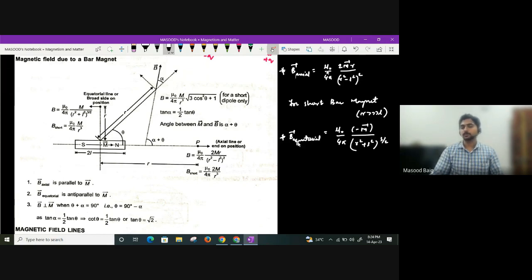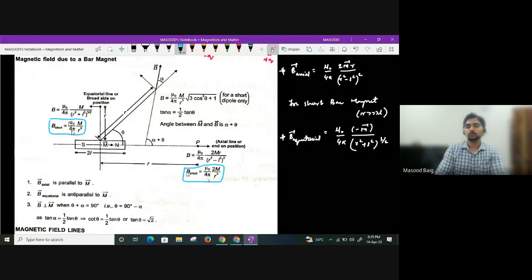Similarly, electric field at equatorial point will be 1 by 4 pi epsilon naught minus p bar divided by (r square plus l square) whole power 3 by 2. If I take a short bar magnet, for short bar magnet, you can write magnetic field at axial point is mu naught by 4 pi 2m by r cube, and at equatorial point it is mu naught by 4 pi m by r cube. To write it in vector form, it will be minus m by r cube, guys.